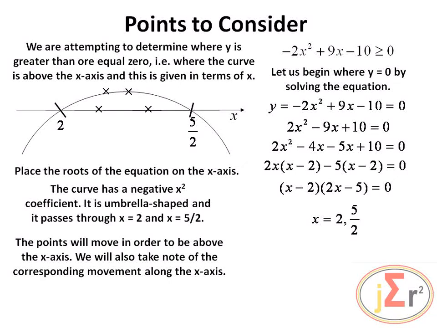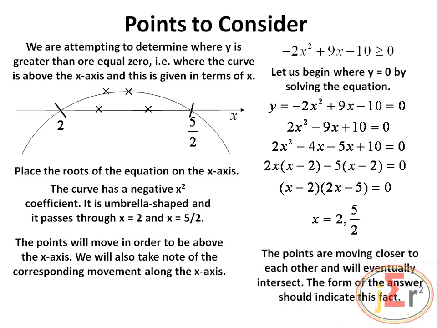So we are looking at an intersection of the two sets. And of course, that solution may also be written in a single set. So the points are moving closer to each other and will eventually intersect. The form of the answer should indicate this fact. So it is the set of x such that 2 is less than or equal to x is less than or equal to 5/2. And of course, we know that we could have written that with the intersections of the sets.